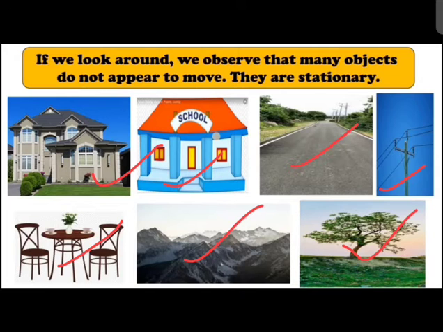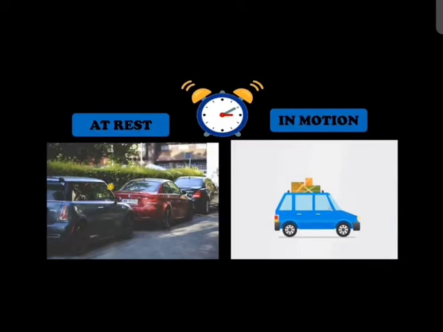And on the other hand, we see humans, other animals, and various objects move from one place to another. For example, a man walking on a road, a girl playing in the ground, a bus moving on a road, pendulum of a wall clock. All these are the examples of objects which move or which appear to move. So we have two types of objects, one at rest and the other which are in motion.